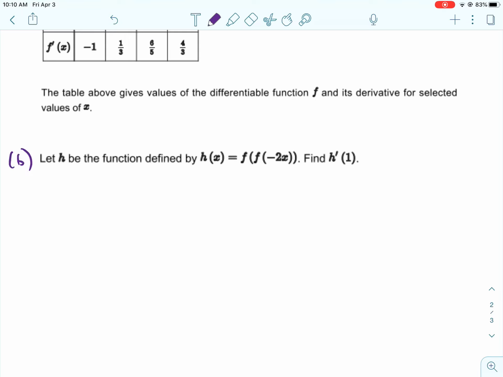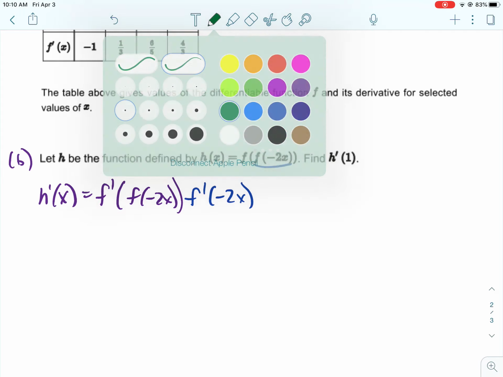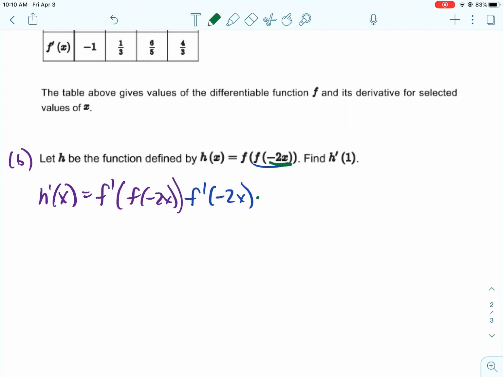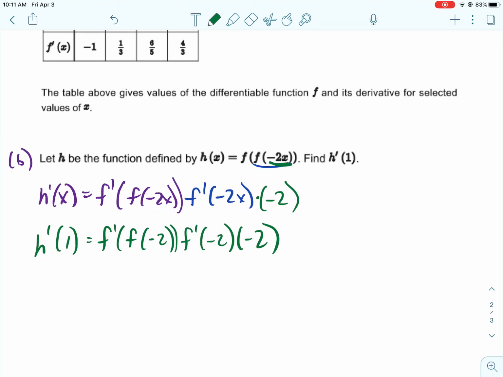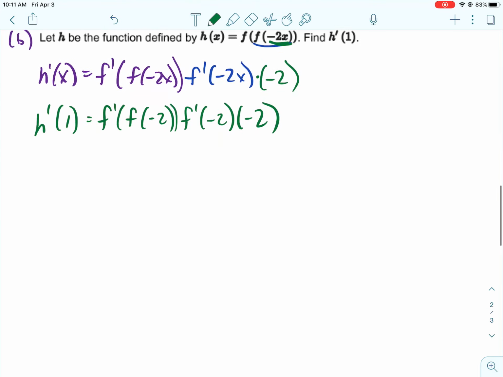All right, then for this one, we have another function h, and h involves compositions. So this is similar to what we did on the first free response question. So h prime of x is going to be f prime of f of -2x, and then multiply by, I'll change colors, multiply by the derivative of the inside, so it's going to be f prime of -2x, and then lastly multiply by the derivative of -2x, which is -2. Alright, then we'll take that and we'll put in 1 for all your x's.